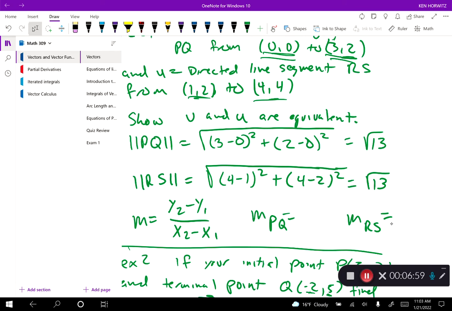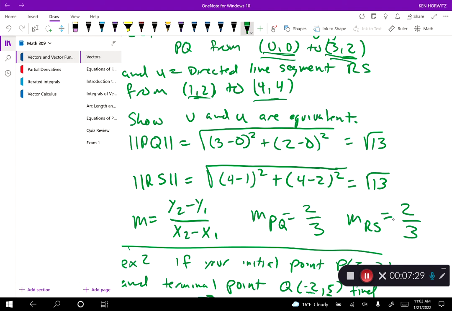All right, you should have been able to plug in your points appropriately. I got a slope of 2/3 and a slope of 2/3, which shows me that they're going in the exact same direction. Remember, slope is rise over run, so they're both rising 2, and they're both running 3 to the right. All right, so if they show the same magnitude and direction, the two vectors are indeed equivalent.